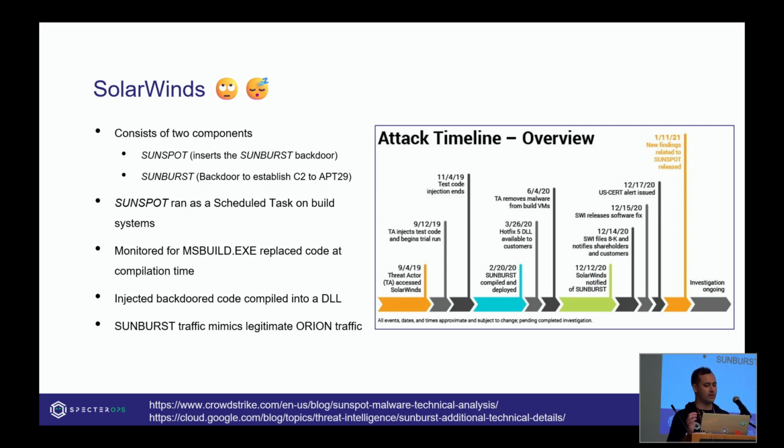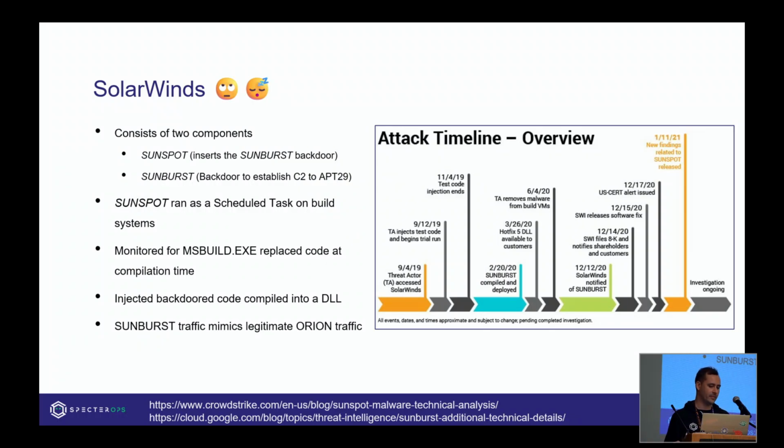Now, what it did is it ran as a scheduled task, and it would monitor for any new instances of the msbuild.exe process. And if you're not familiar with msbuild, this is the program that is used for compiling source code on Windows systems. So this scheduled task would monitor for instances of msbuild, and then it would grab the command line arguments and determine if this specific build was building something for a specific product that SolarWinds makes. It's called Orion.